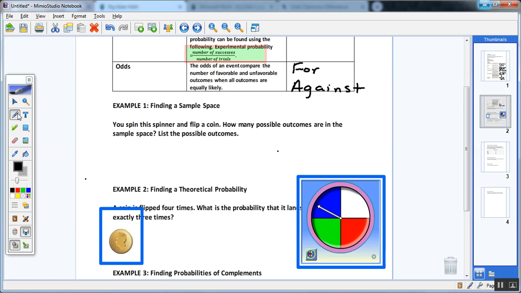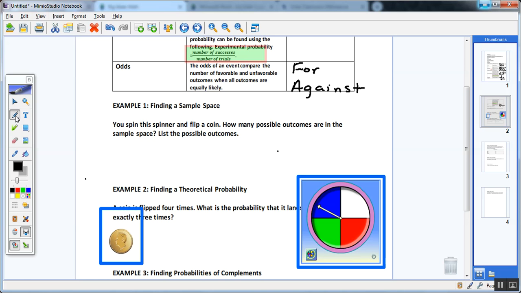So we spin the spinner once, and then we flip a coin. How many outcomes are there in the spinner? 4. And then how many outcomes in the coin? 2. So if I'm putting these situations together, it wants us to write a sample space for the possible outcomes, okay? So with this right here, kids, let's go spinner first.